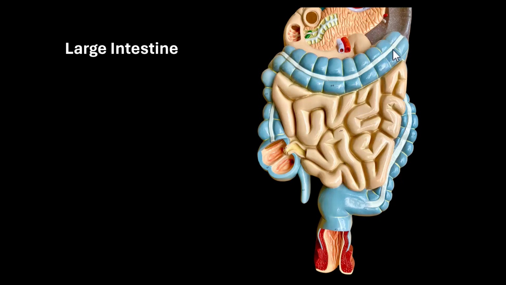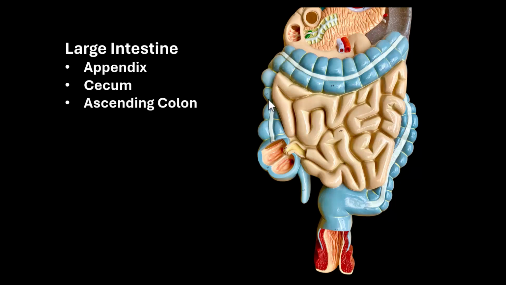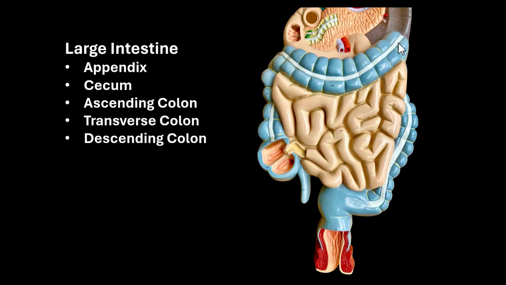Now, taking a look at the large intestine, we have the appendix. Again, this blind pouch called the cecum, the ascending colon, the transverse colon, the descending colon, and then we have this S-shaped area. S-shape is sigmoid, so we have the sigmoid colon. And then right here is the rectum, and then finally the anus.